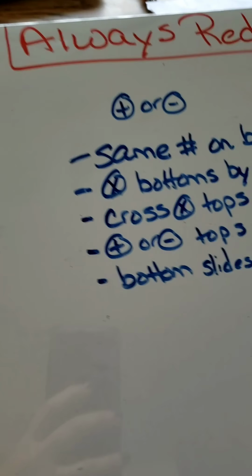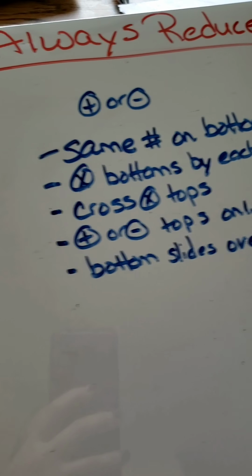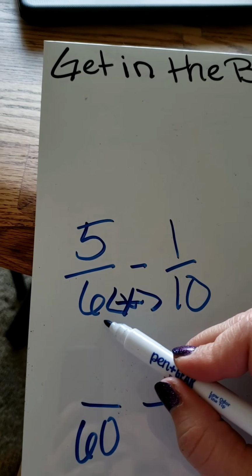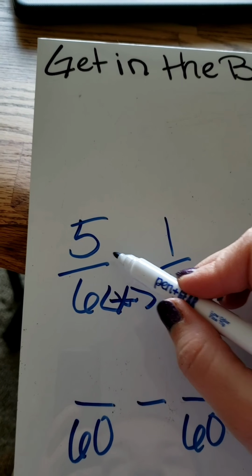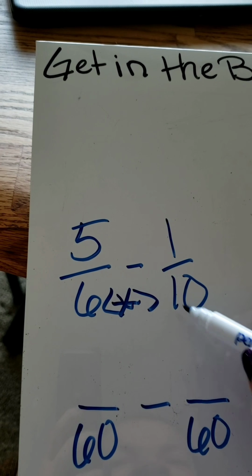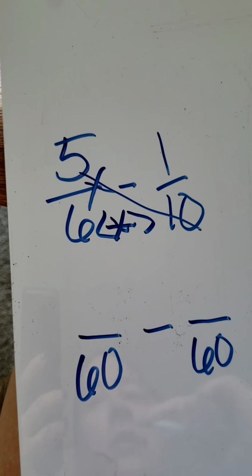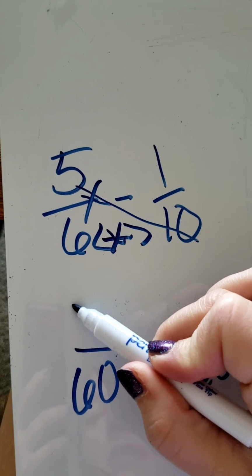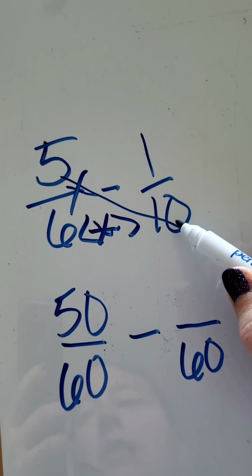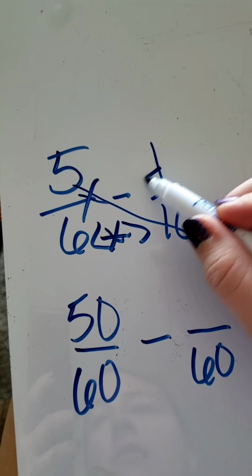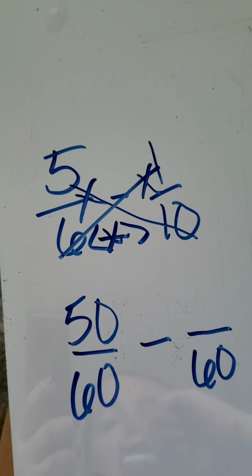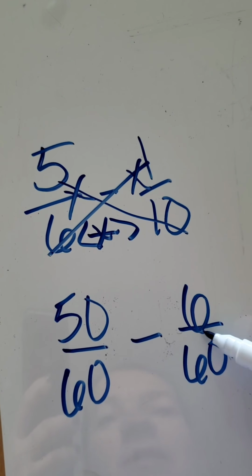Okay. Next step is to cross multiply the tops. Because whatever I did to the bottom, I have to then do to the top. So the 6 got multiplied by the 10, so must the 5. So 5 times 10 is 50. The 10 got multiplied by the 6, so must the 1. 6 times 1, 6.